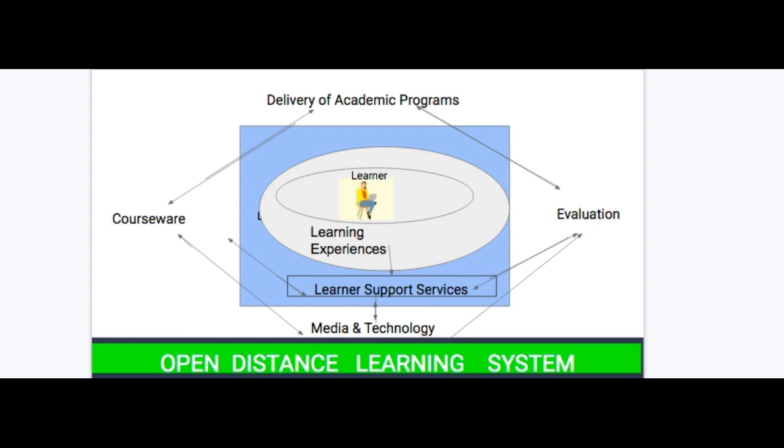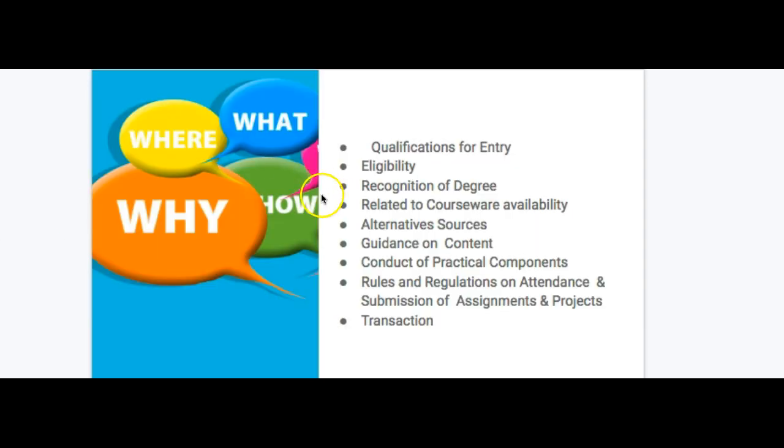So let us start with the learner. The learner is the central theme, the central person around whom the entire services are designed. When he or she joins the open and distance learning system, he or she comes with several questions, like: is the specific course of ODL recognized by the concerned professional body like UGC or AICTE or any international body? And what are the qualifications of entry, and what is the eligibility to take admission?